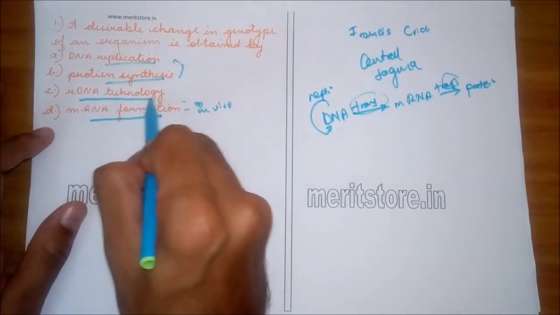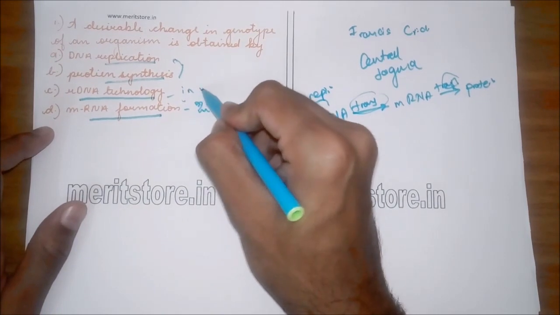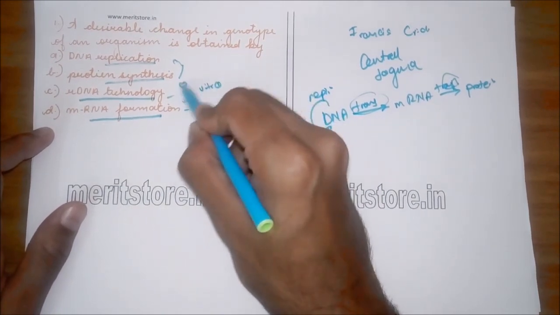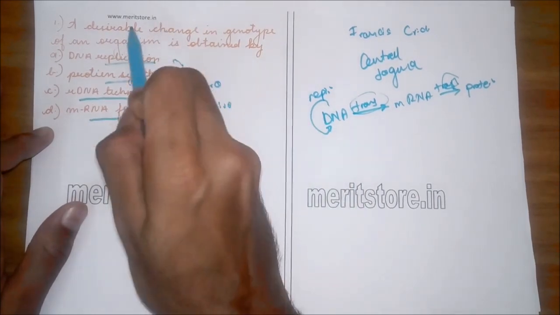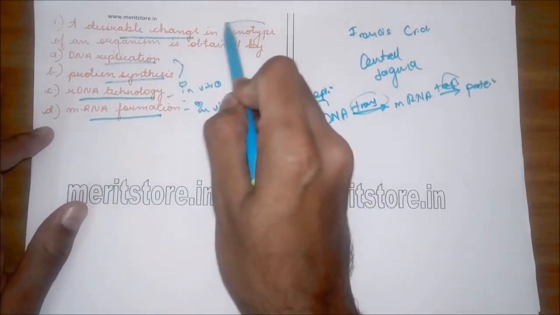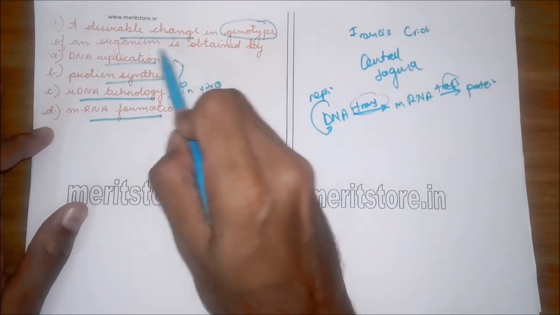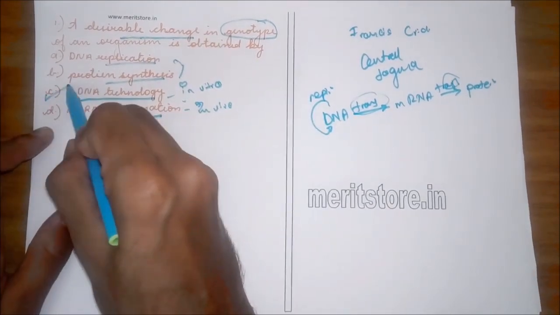This is the only technology which occurs in vitro. We can carry out the experiment outside the body to obtain a desirable change in the genotype, in the genetic makeup of the organism. So option C is the correct answer.